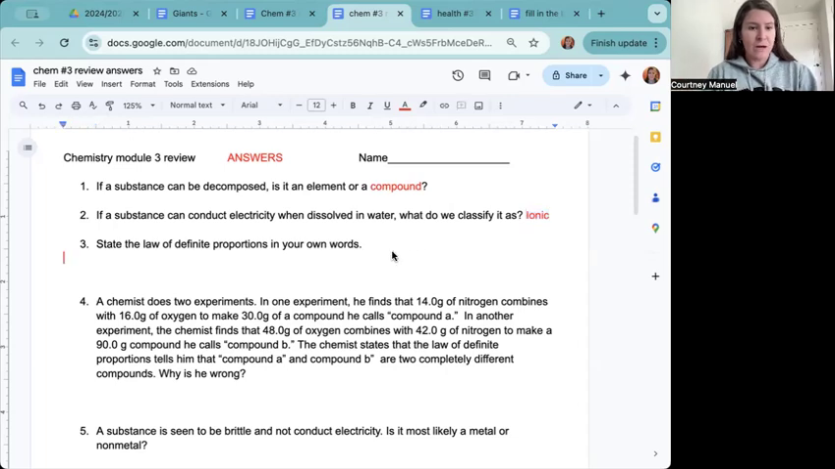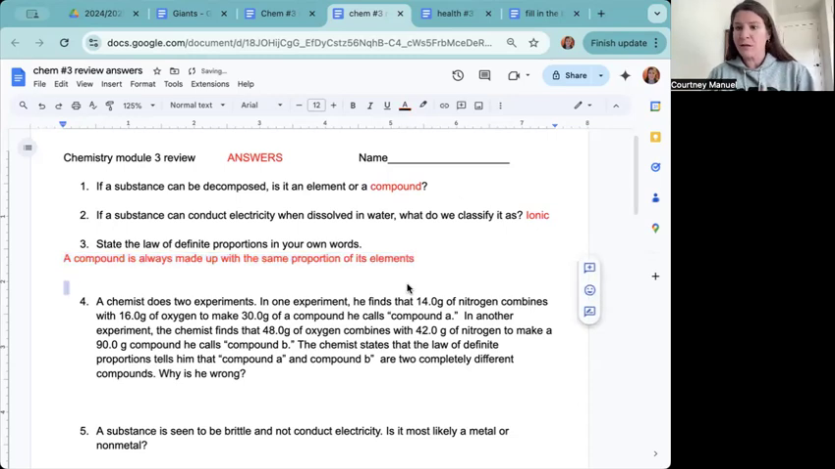Okay, state the law of definite proportions in your own words. Obviously, these are my words, so hopefully yours is similar, but it's always made up of the same proportions of its elements. We're looking for the same proportion idea.